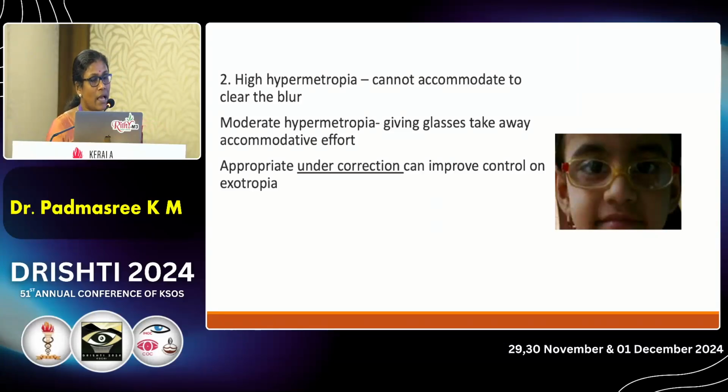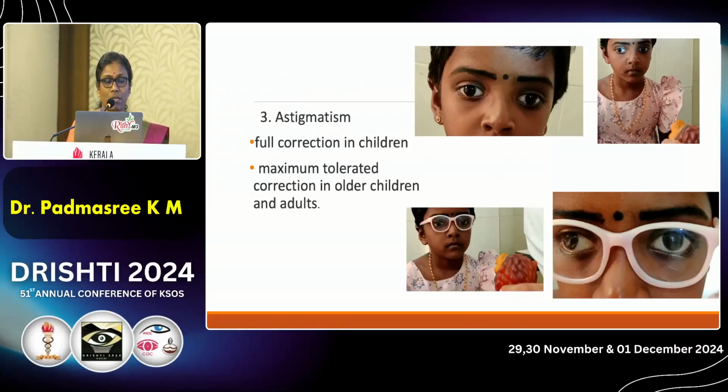And you can see hypermetropes with exotropia. Why? Because in high hypermetropia, they cannot accommodate to clear the blur for distance, so they can go for exotropia. Moderate hypermetropia also, if you give glasses, that will take away the accommodative effort. So appropriate undercorrections can improve control of exotropia in hypermetropes.